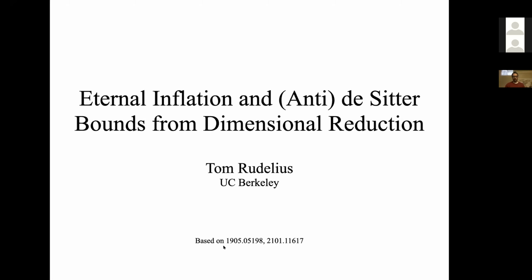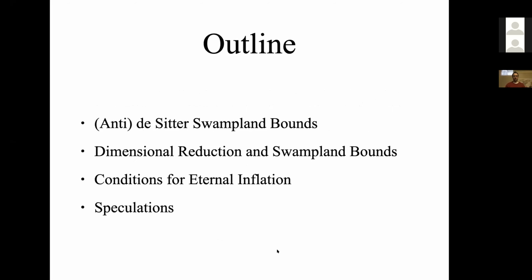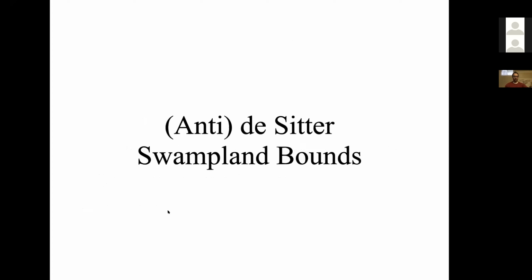My talk today is going to be based primarily on this pair of papers that I wrote in 2019 and 2021. A quick outline for where we're headed today. I'm going to start out by introducing some de Sitter and anti-de Sitter swampland conjectures. I'm going to relate these to dimensional reduction. I'm going to talk about conditions for eternal inflation, and then I'm going to tie all of this together with some speculations. So first of all, let's talk about some anti-de Sitter swampland bounds.